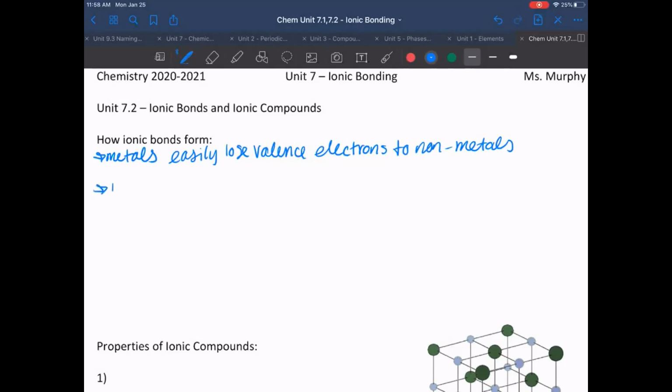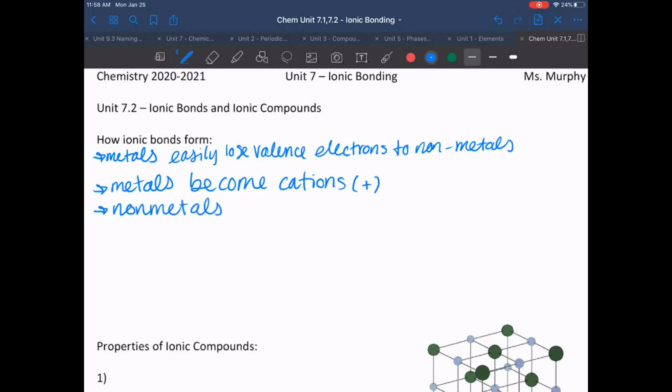So metals, if metals are losing electrons, what do you think they become? Cations or anions? Cations, awesome. Because if you lose a negative, you become positive. That means our nonmetals become anions, which are negatively charged.